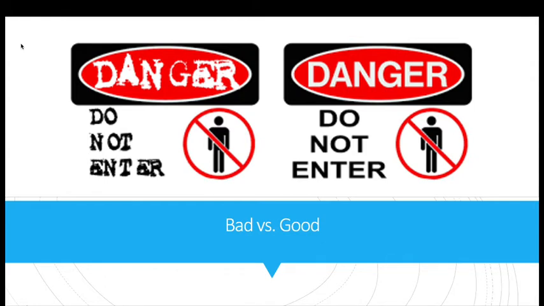Here is one example. Clearly, the right side is much easier to read and to identify exactly what it is saying. Obviously, on the left side, we know what it's saying, but it is a bit harder to read than the right side is.